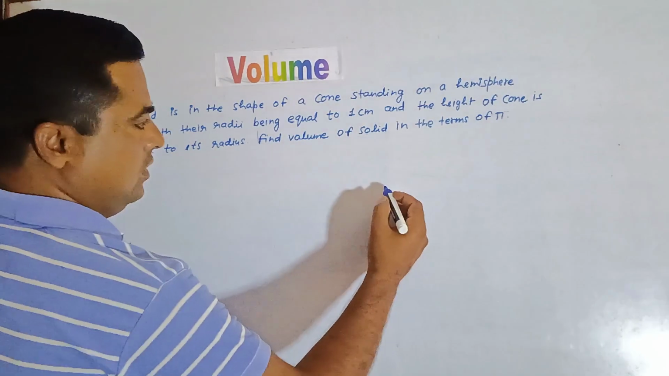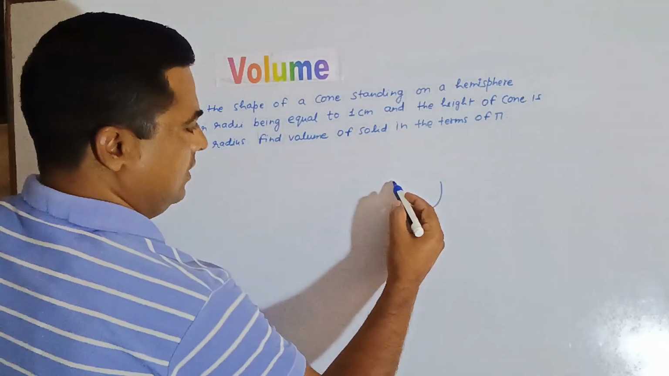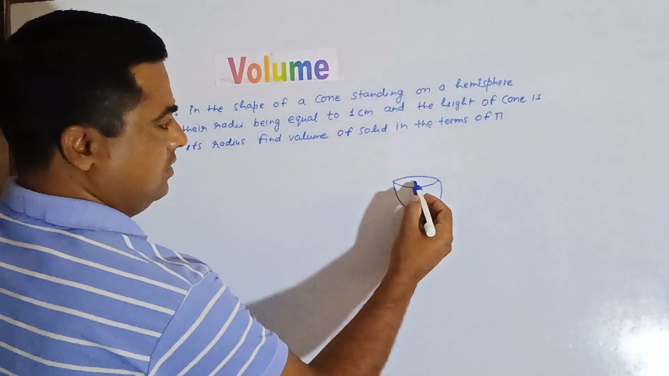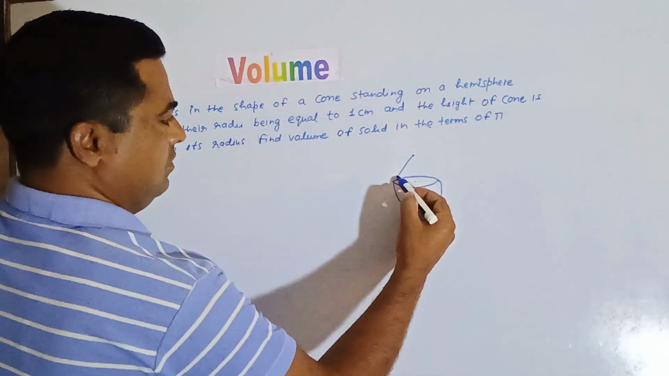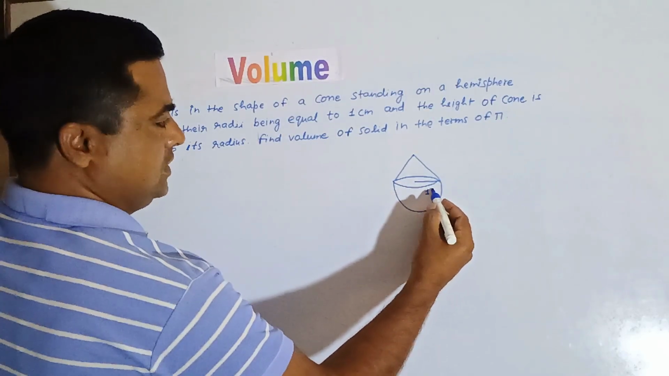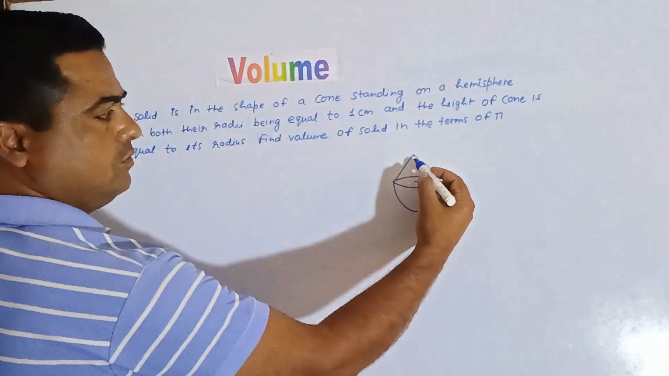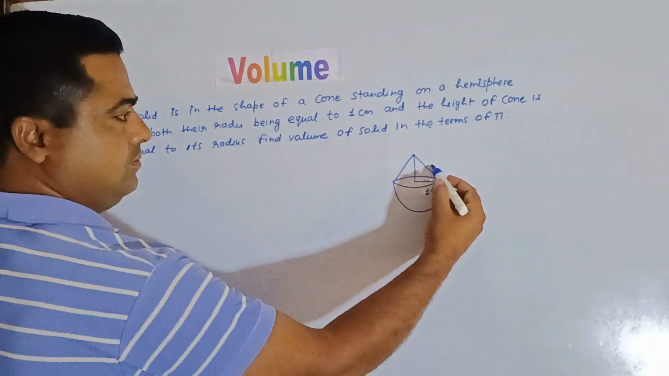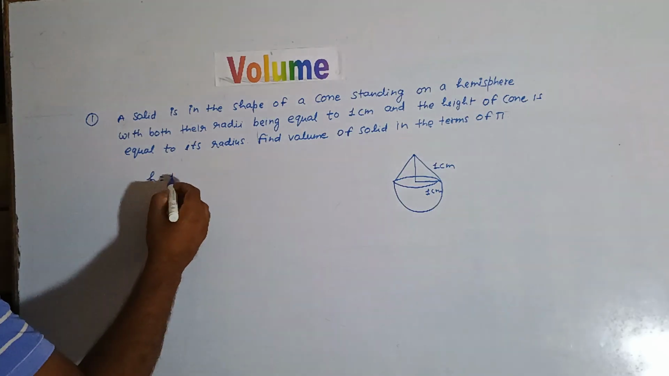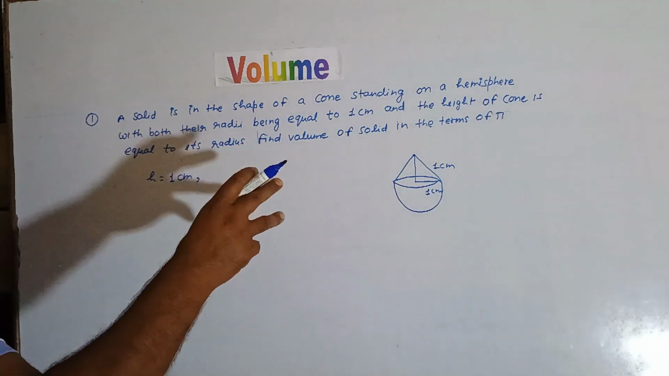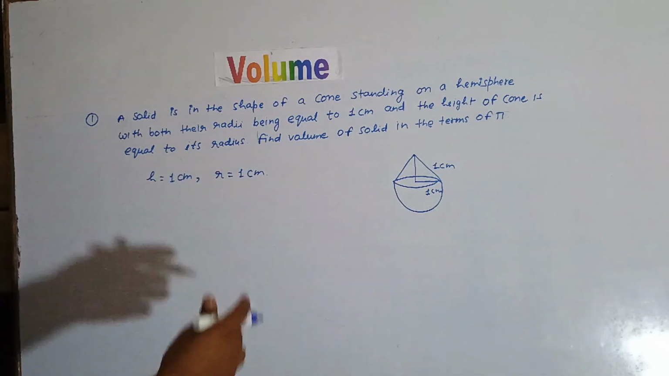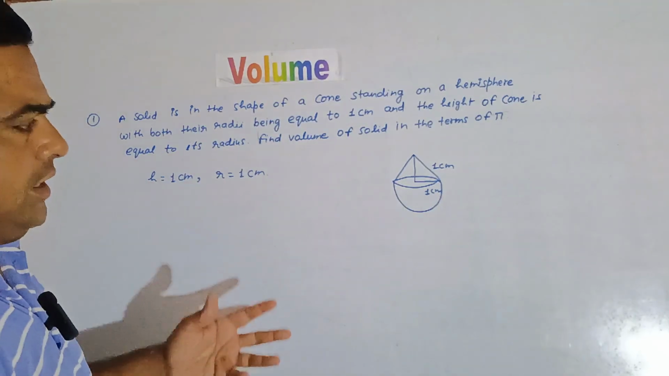We are making a figure with the help of this given data. Students, we have a hemisphere, correct? What is the radius of this hemisphere? This is given here 1 centimeter, and the radius is equal to height of the cone. This is also 1 centimeter. Suppose height of the cone be h, this is 1 centimeter, and radius of cone and hemisphere both are the same, 1 centimeter. Students, we have to find volume of the solid, so it's very easy to find volume.